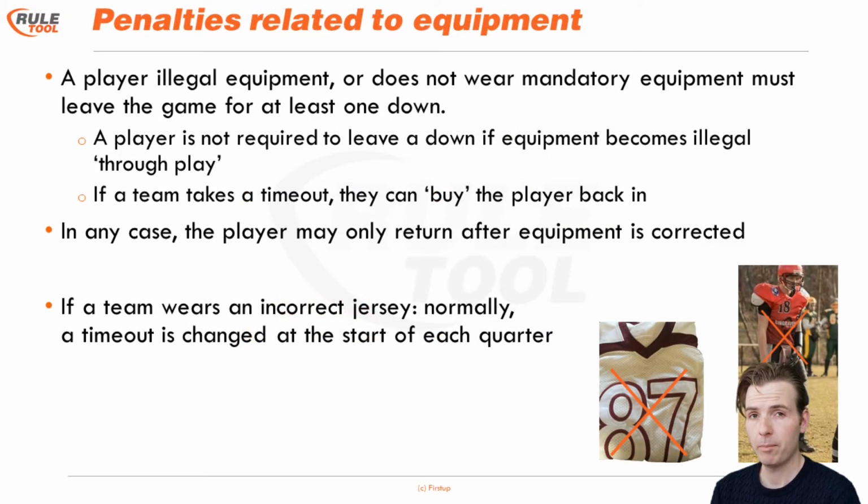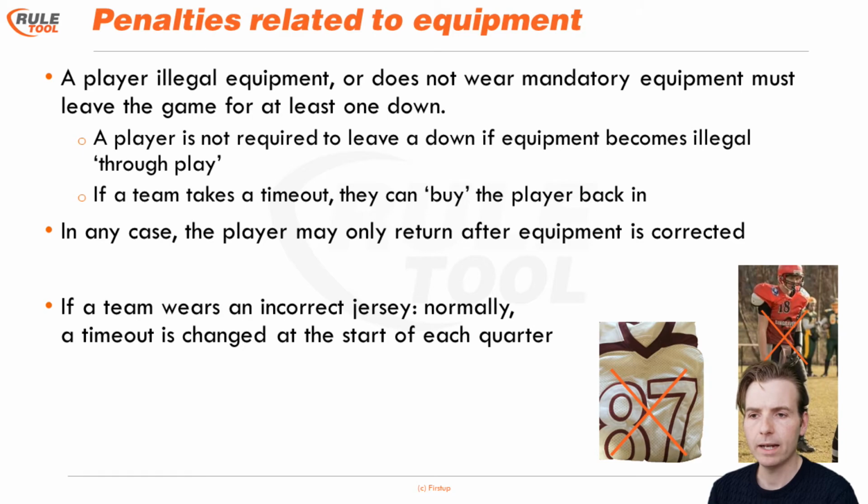So what is the penalty if a player wears illegal equipment or does not wear mandatory equipment? Then he is required to leave the game for at least 1 down until his equipment is corrected or he is wearing mandatory equipment. There is an exception in the rule saying that if the illegal equipment was caused by play, then he does not have to leave for 1 down, but he needs to correct his equipment before the next play. If a team takes a timeout, they can buy the player back in. So basically, a player normally should leave the game for 1 down, but if a team takes a timeout, then the next down the player can participate again.